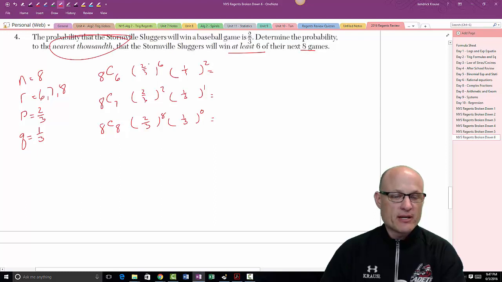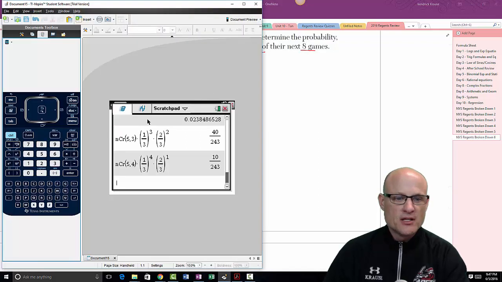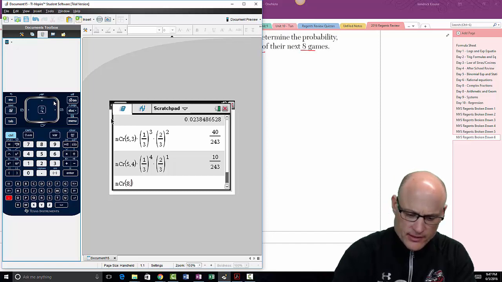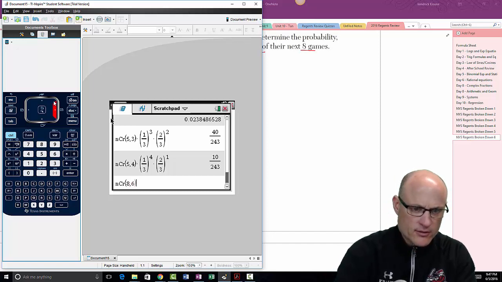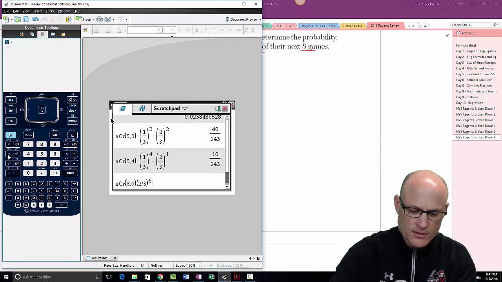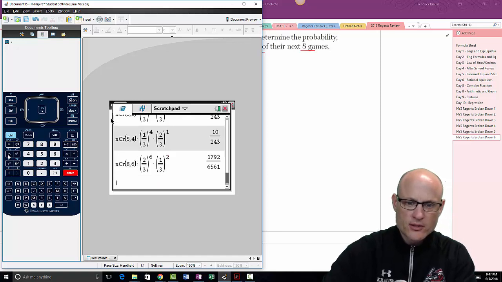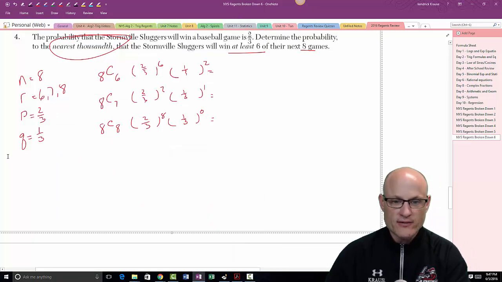So this one we're probably going to end up with decimals. We'll see what happens. Maybe I'll get fractions, but I have to round it to the thousandths place. So menu 5, 3, 8, comma 6, parentheses, 2 divided by 3, raised to the 6th, 1 divided by 3 raised to the 2nd. Oh, 1792 over 6561.